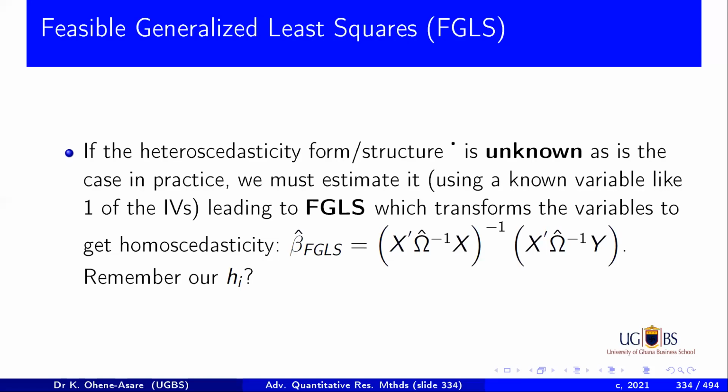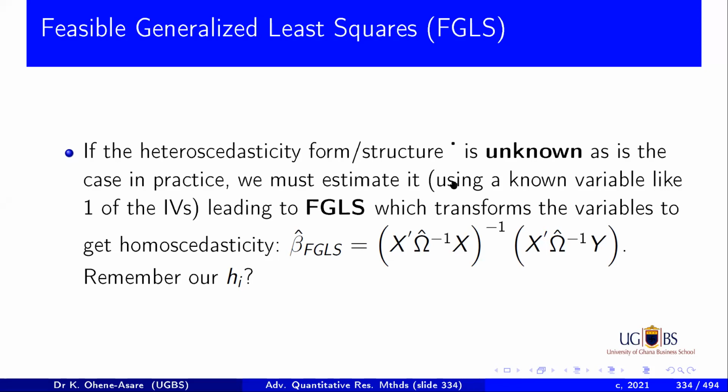Worried about it. What is the feasible GLS? Now, if the heteroscedasticity form is not known, do you remember when we said it was known? And we dealt with it. Now, if it is not known, as is the case in practice, because in practice we don't know, you've got to estimate it. So that omega is not known.